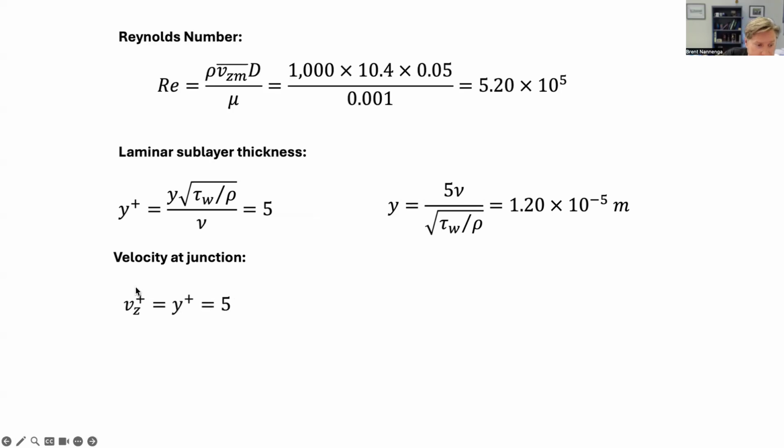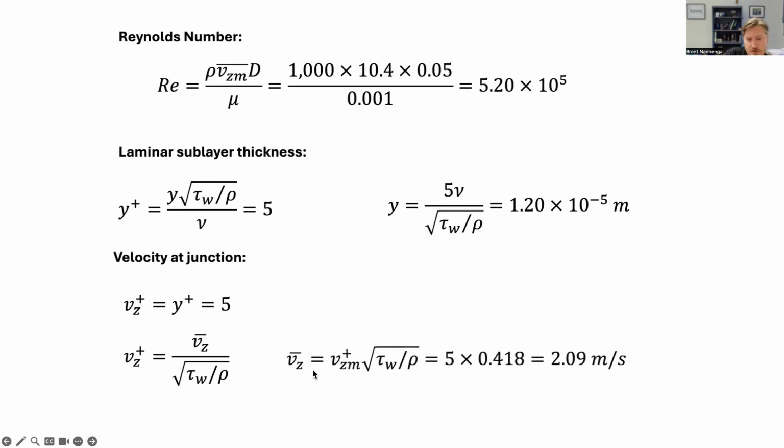So again, when we're in the laminar sublayer, Vz plus equals y plus. And so if Vz plus equals y plus and y plus at the junction is equal to 5, that means at the junction our dimensionless velocity, Vz plus, is equal to 5. So we use this definition of dimensionless velocity, relating real velocity and dimensionless velocity. So we have Vz equals our dimensionless velocity times friction velocity. Sorry, this should be Vz, not Vzm, apologize. So we plug in 5 here, friction velocity, and we get 2.09 at the boundary between the laminar sublayer and the buffer region.